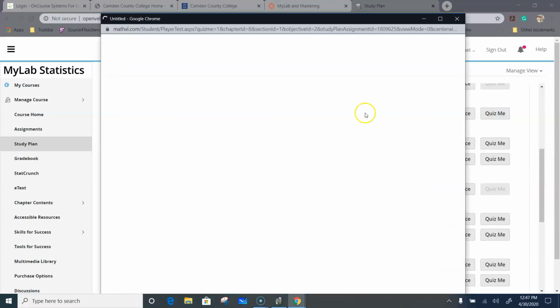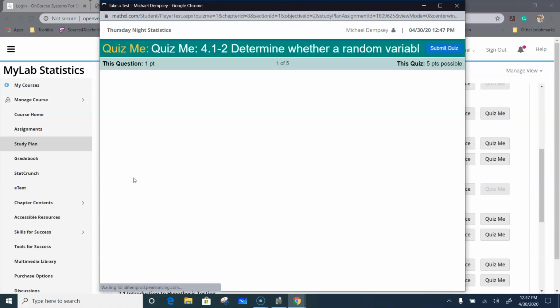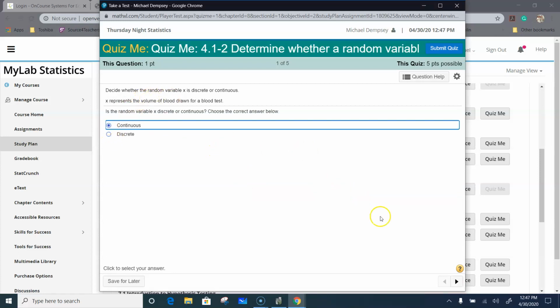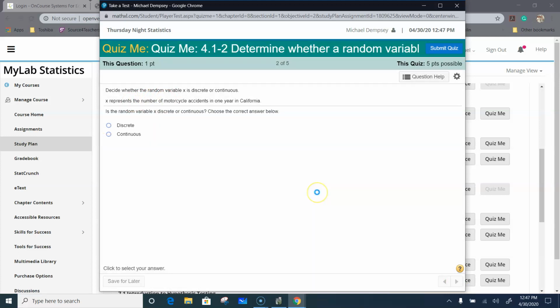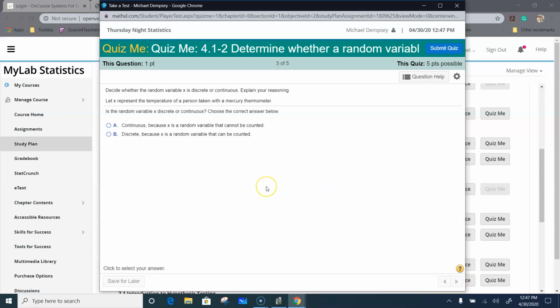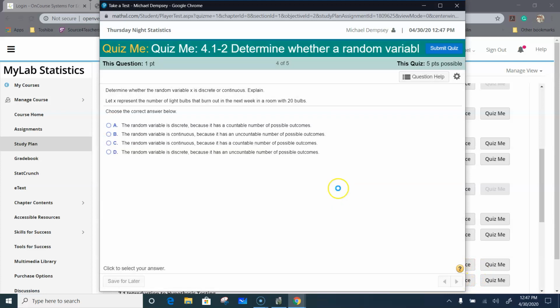Okay, discrete or continuous. Remember, discrete means that it takes on a countable number, like 1, 2, 3, 4, 5, or 6. Continuous means it can take on decimal values. So volume of blood is going to be continuous because it could be decimal values. Discrete or continuous, number of motorcycle accidents? That's going to have to be discrete because you can't have 103.7 accidents. The temperature of a person is going to be continuous. They could have a temperature of 101.3.